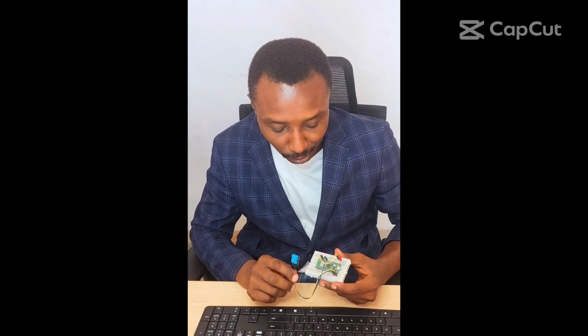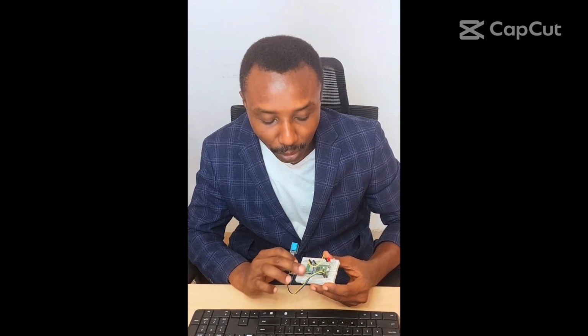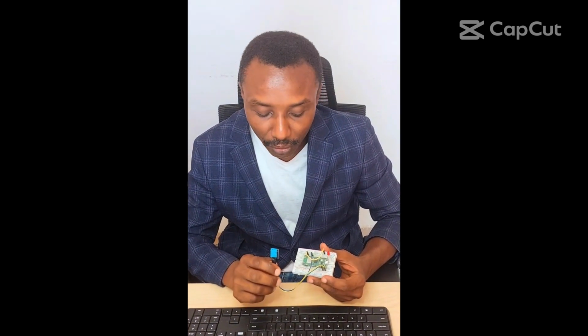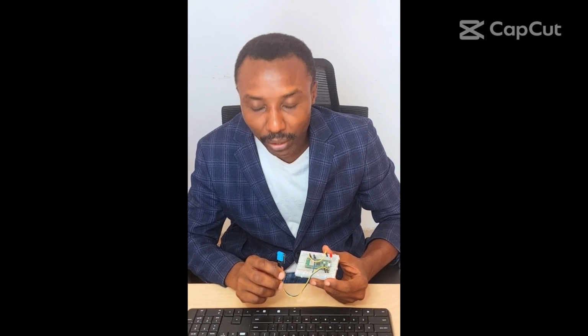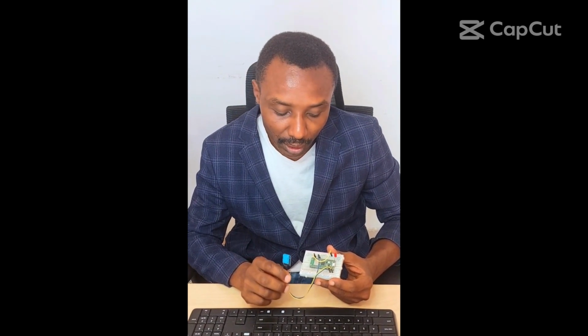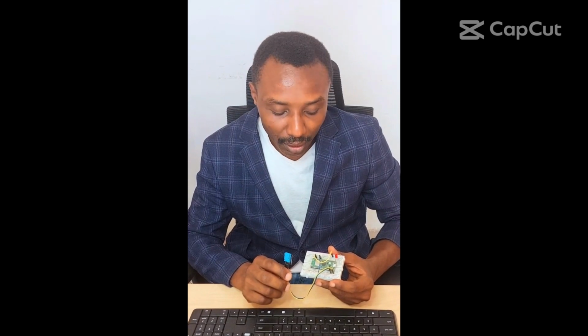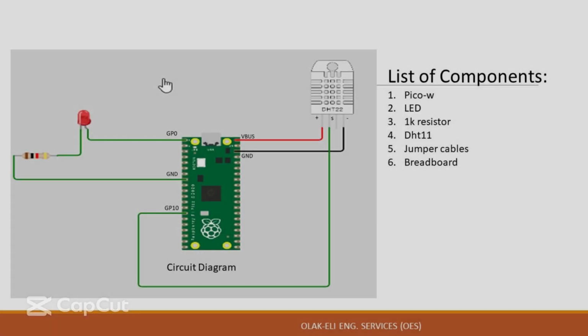Hi everyone, my name is Dr. Olak, and in this video I'm going to be showing you how to connect your Pico-w and your DHT11 temperature and humidity sensor. So we're going to learn how we can use this sensor to monitor the room temperature and the room humidity. So let's see how this goes.